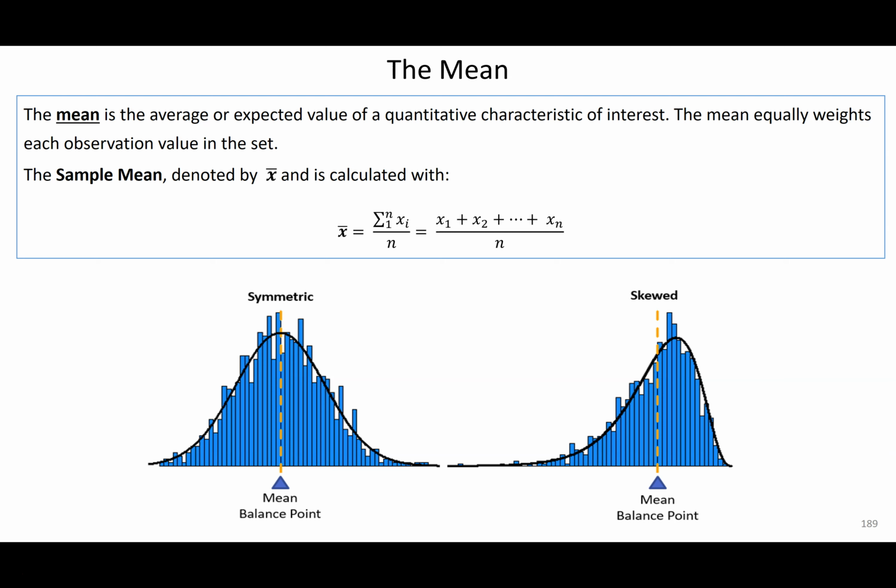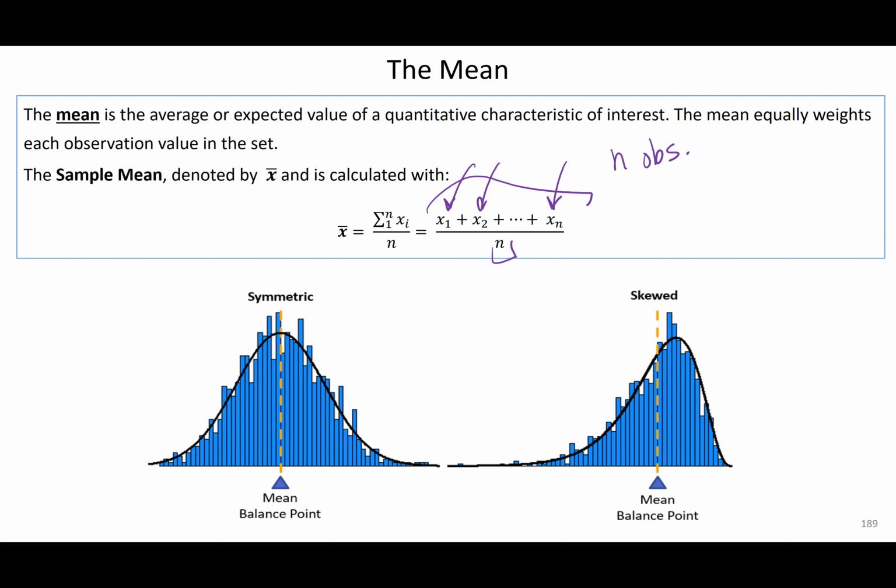So if I had n observations, x1 is my first observation, x2 is my second, xn is my nth. I'll add all of those values for my observations and then divide by the sample size.